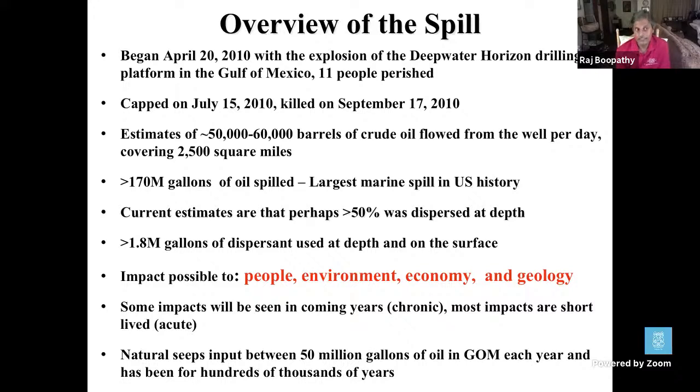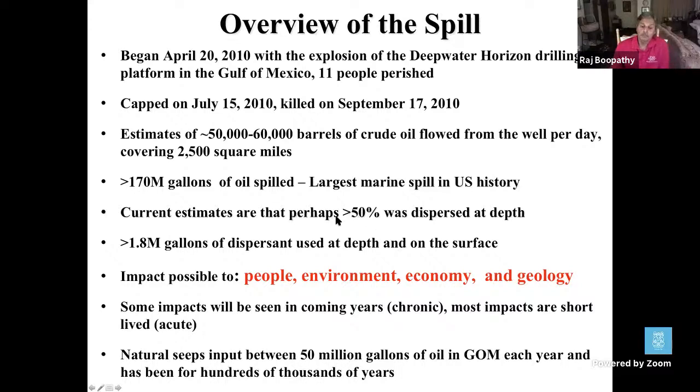11 people died. And it happened in April, and it took until September 17th to stop the oil, to cap the oil. And it took a long time to contain. And during that time, we had 50,000 to 60,000 barrels of crude oil flowing per day. Okay. It covered a wide area, 2,500 square miles. And by the time they capped the well, there were 170 million gallons of oil spilled in the Gulf of Mexico. This is the largest marine spill in US history, okay, 10 years ago.